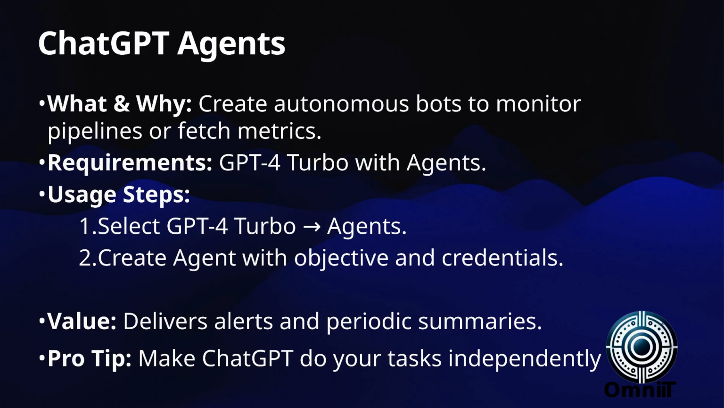And have you heard of agents? Here's where it gets really exciting. For now, you will need GPT-4 Turbo with agents to explore. For example, you can create autonomous ChatGPT bots to take care of some ongoing repetitive tasks. You set it up once, and they work for you over time. You can assign an agent to monitor Jenkins for failures, or pull weekly metrics. This gives you real AI delegation.